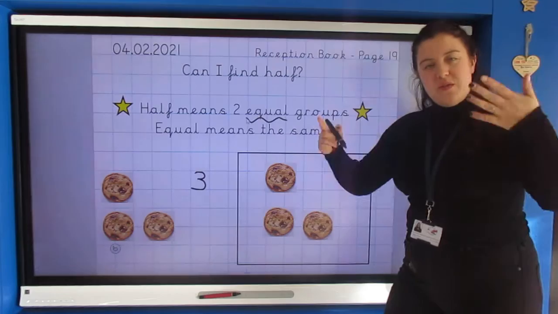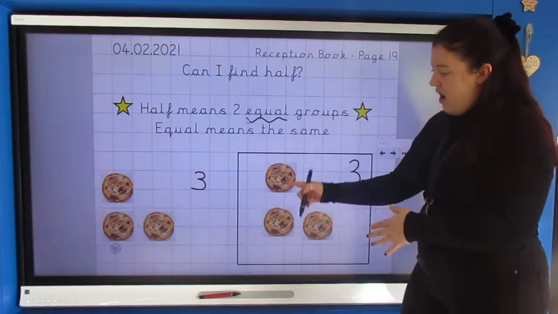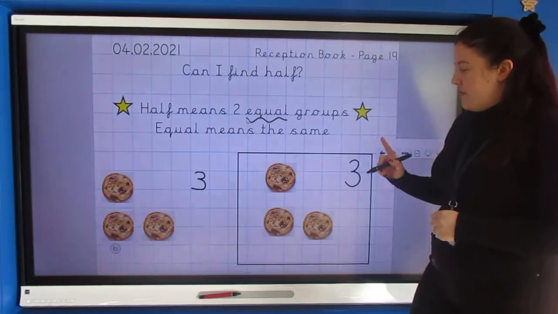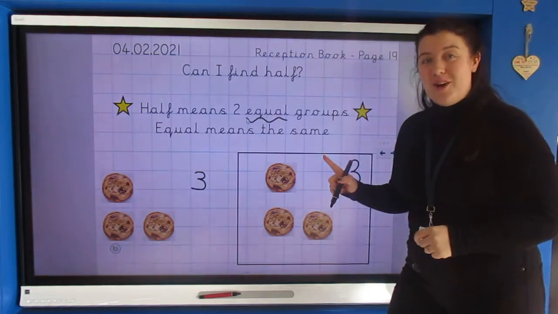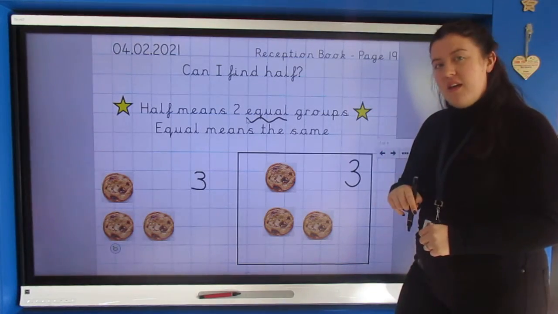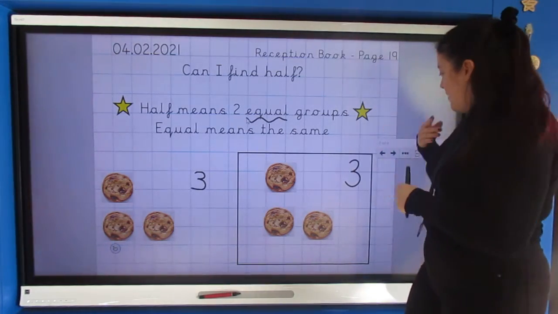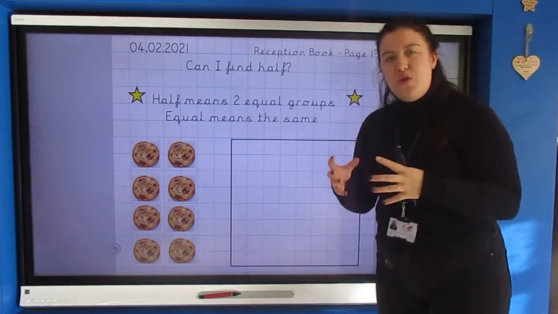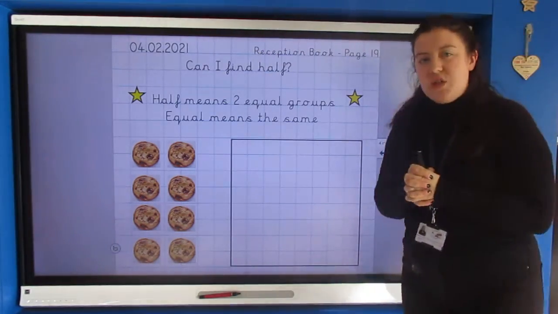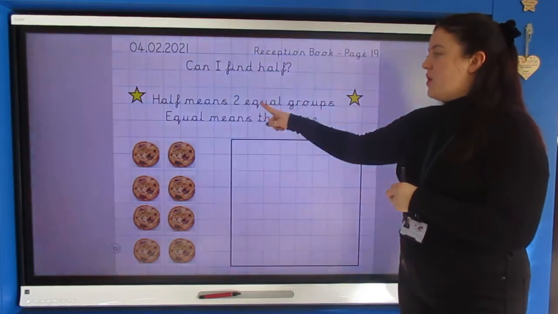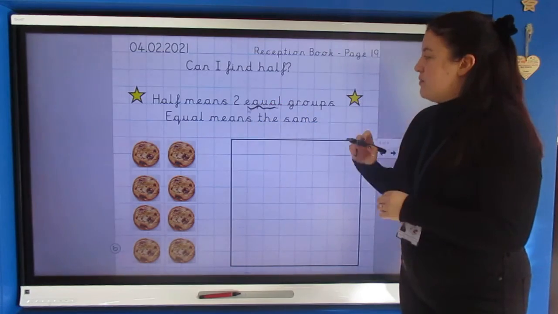So we've done it. We've solved the problem. We have halved the number of biscuits. So half of 6, because that's how many we had at the beginning, is 3. Good job if you did that with me. Now let's look at another one. We'll do another one together because you've got a question like this in your activity booklet today. So half means 2 equal groups.